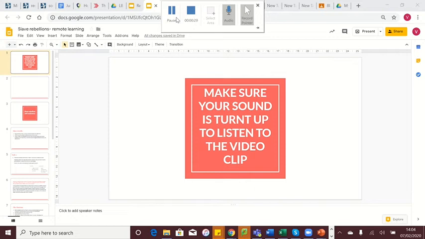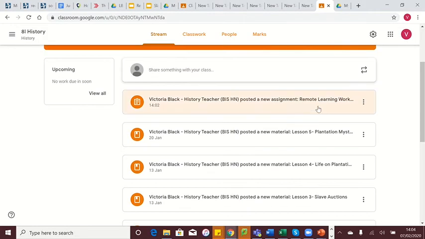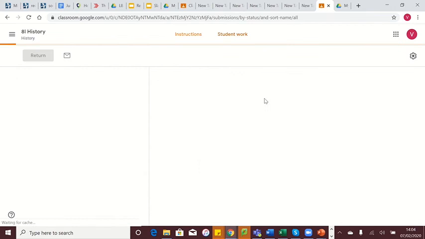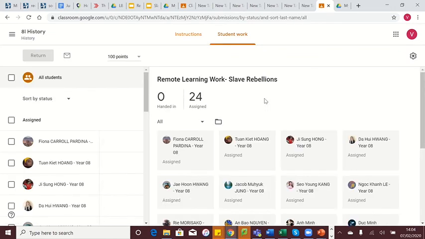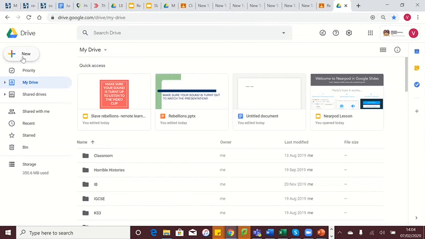So make sure your sound is turned up so you can listen to the instructions and you can follow the video for what you need to do. So you're going to need to be creating this or answering the questions on a Google Docs document as you normally do for a homework. So you might have seen that I have shared our remote learning work here. And obviously you've gone on to the PowerPoint slide to see it, which I'm on here now.